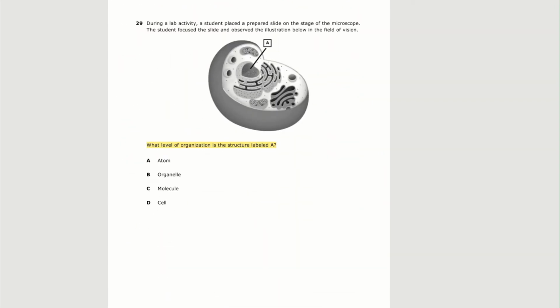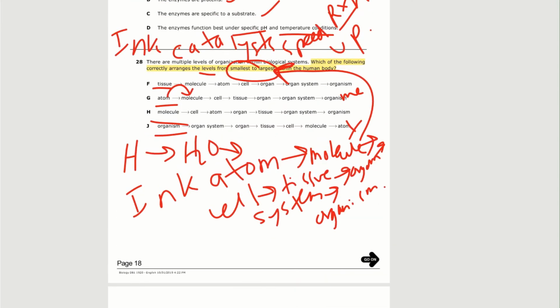What level of organization is the structure labeled A? What is A? A is a nucleus. So then up here, would it be an atom? Wait, I thought atom was hydrogen. Is a nucleus a hydrogen? Would it be a molecule? H2O. Would it be H2O? I don't think so, right?